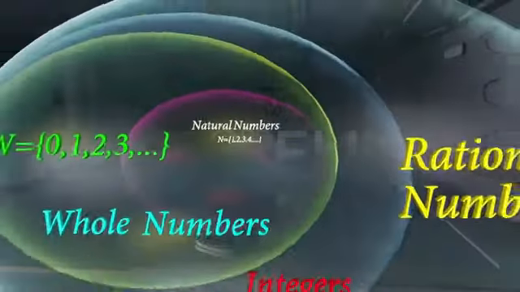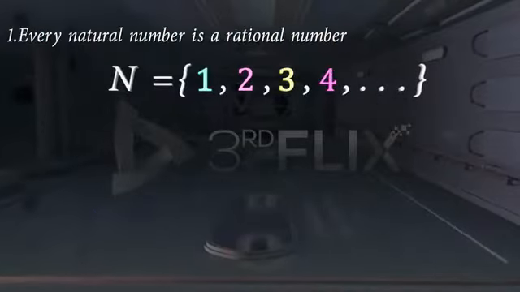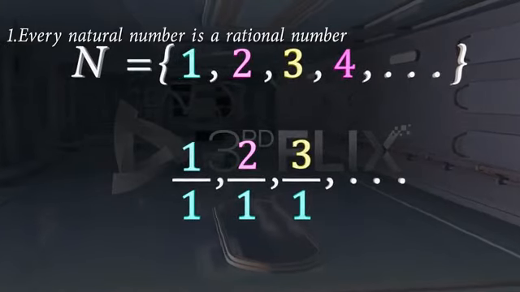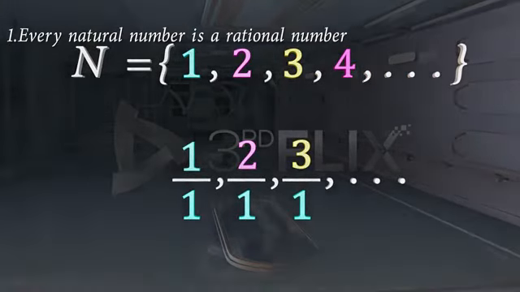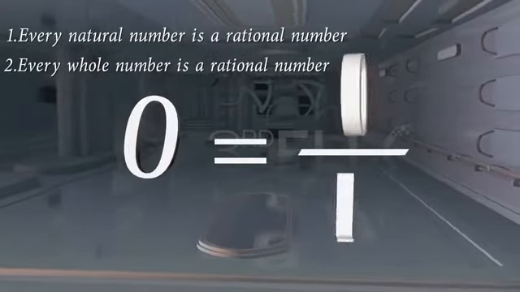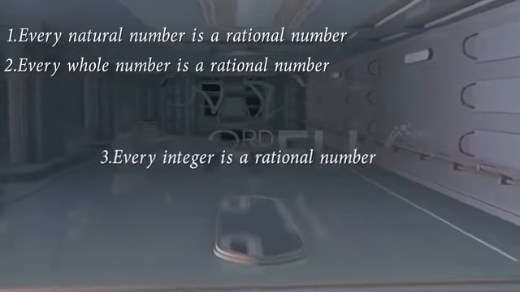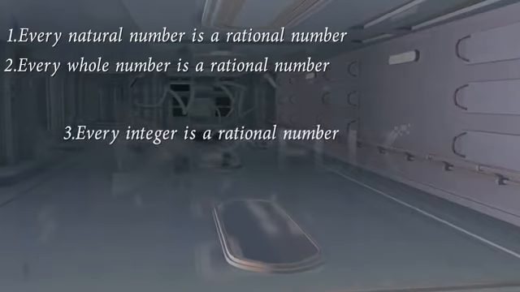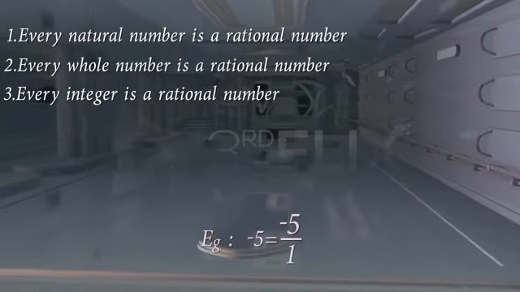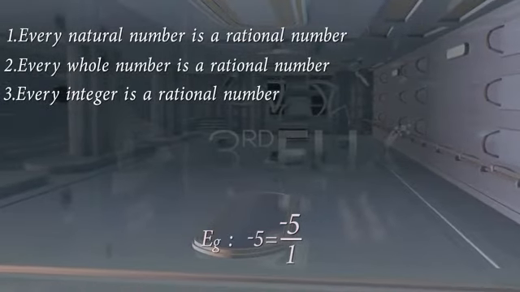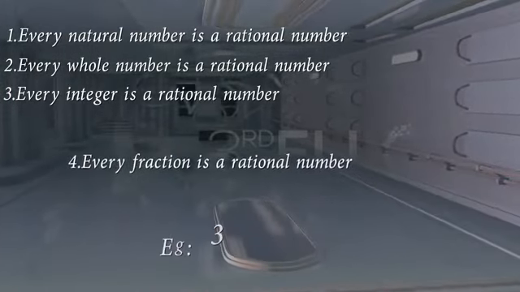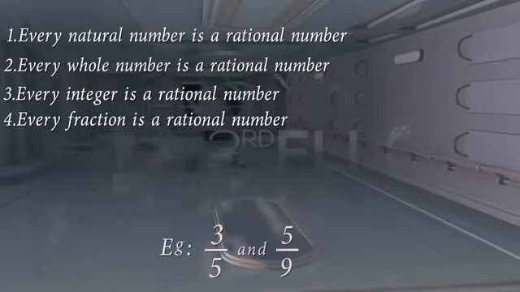Points to remember. 1. Every natural number is a rational number. Example, 3 can be written as 3/1. Here, 3 and 1 are integers. 2. 0 is a rational number since 0 equals 0/1. 3. Every integer is a rational number. Example, -5 can be written as -5/1. Here, -5 and 1 are integers. 4. Every fraction is a rational number. Example, 3/5 and 5/9.